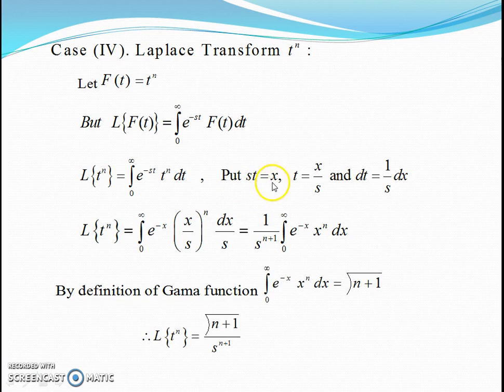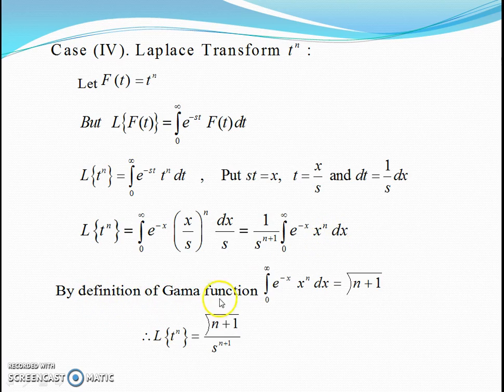Here we put st equal to x. From this, t equals x upon s and dt equals 1 upon s dx. As t tends from 0 to infinity, x is also from 0 to infinity. By making this substitution in the right hand side integration, we get the Laplace of t raised to n equal to the integration from 0 to infinity of e to the power minus x into (x upon s) raised to n, dx upon s. That gives 1 upon s raised to n plus 1 into the integration from 0 to infinity of e to the power minus x into x raised to n dx.